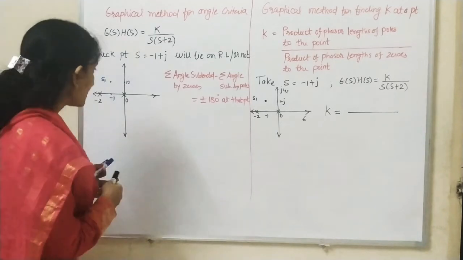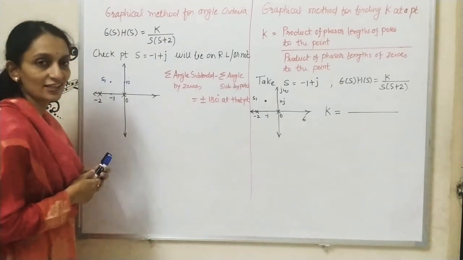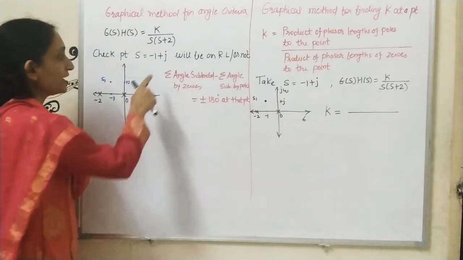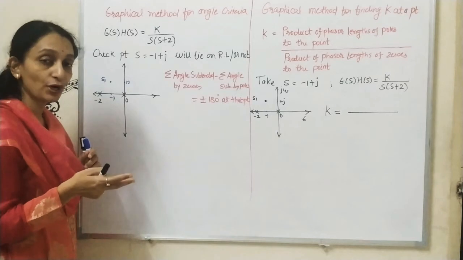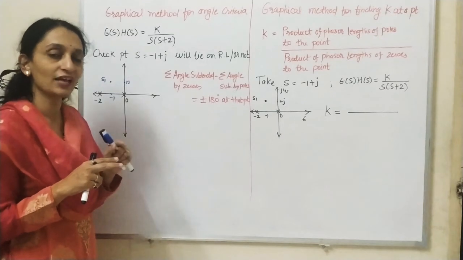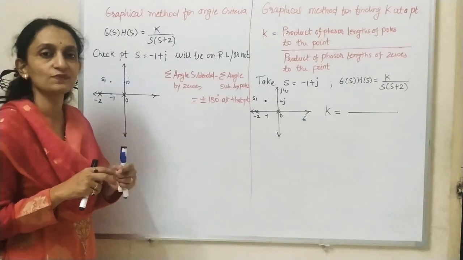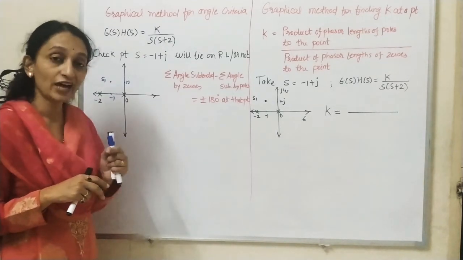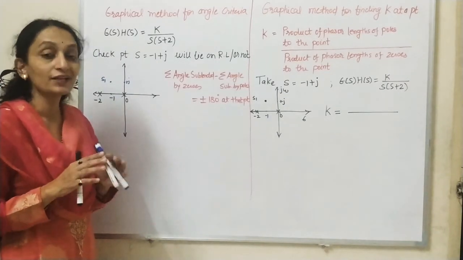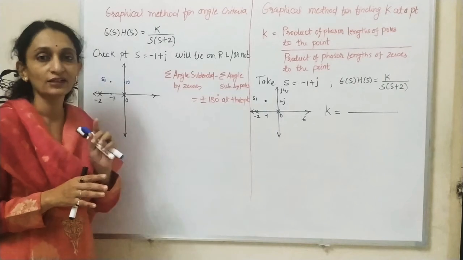In the previous lecture I have taken G(s)H(s) is equal to K upon s plus 2. If you remember, we have taken two points, s1 is equal to minus 1 plus j, and the second point, s2 is equal to minus 2 plus j. The first point s1 lies on the root locus because it is satisfying the angle criteria, whereas the second point s2 is not satisfying the angle criteria. So we concluded that point s2 will not lie on the root locus.